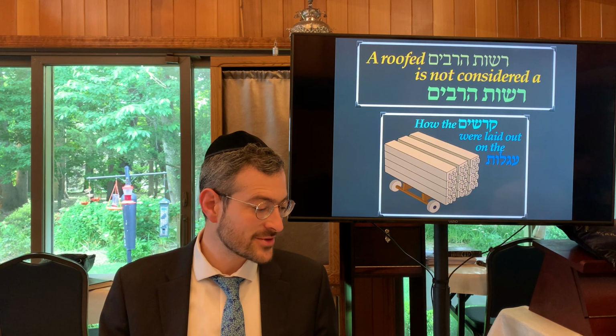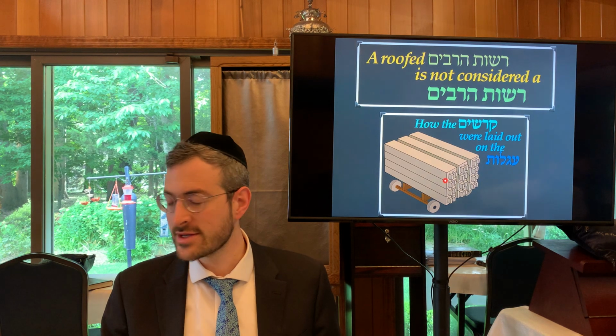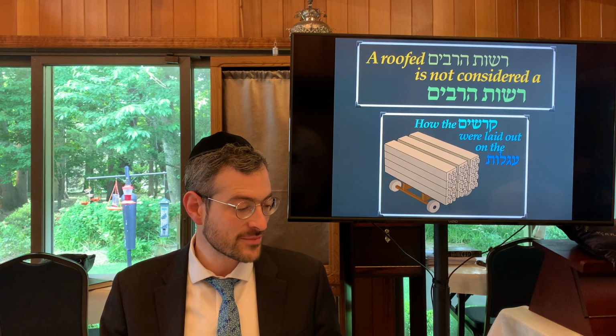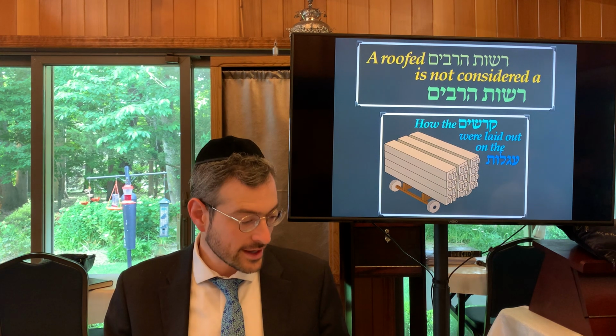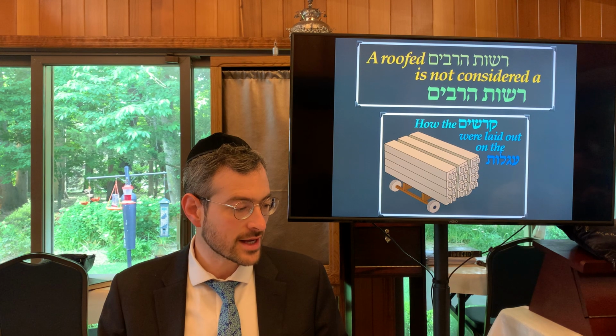Additionally, we're going to have some interesting dimensions in today's daf, in how the Krashim were laid out on the Agalos, the wagons, which is where we learn out the Melacha itself, from how they would carry from the wagons, under the wagons, around the wagons. So how exactly did they carry the Krashim? What was the exact layout?